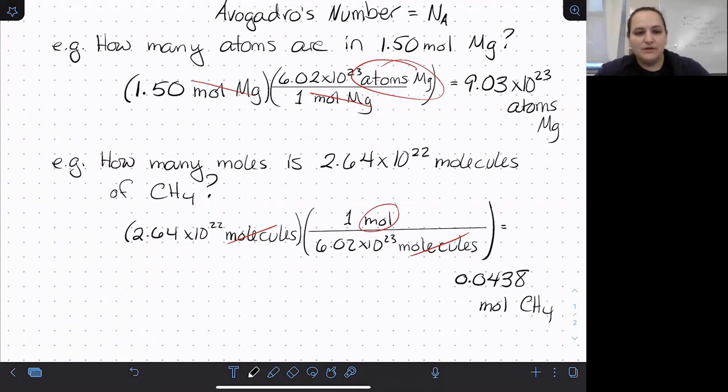So note that when we're converting between molecules and moles or atoms and moles, in these examples, it doesn't really matter what the substance is. Our conversion factor is still Avogadro's number, because no matter what substance you're dealing with, there's always 6.02 times 10 to the 23rd things in 1 mole of that thing. So it's always the same conversion factor regardless of what substance. Magnesium versus CH4 didn't really make a difference in our calculations here.